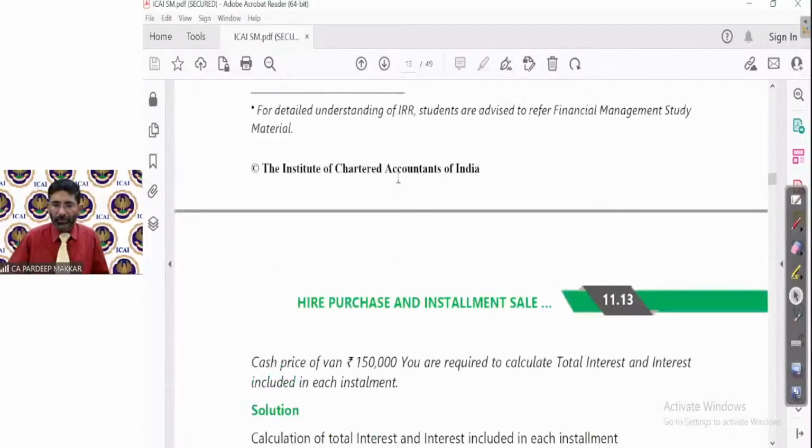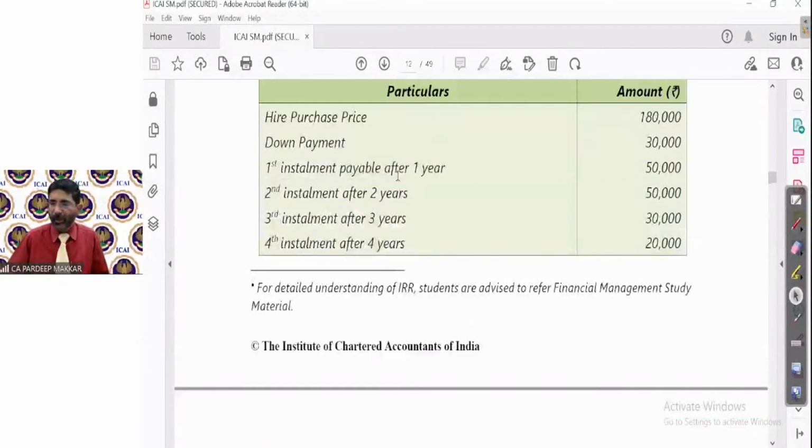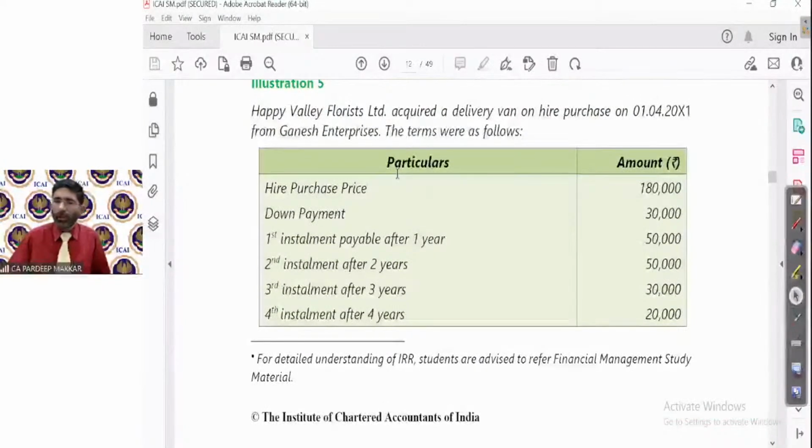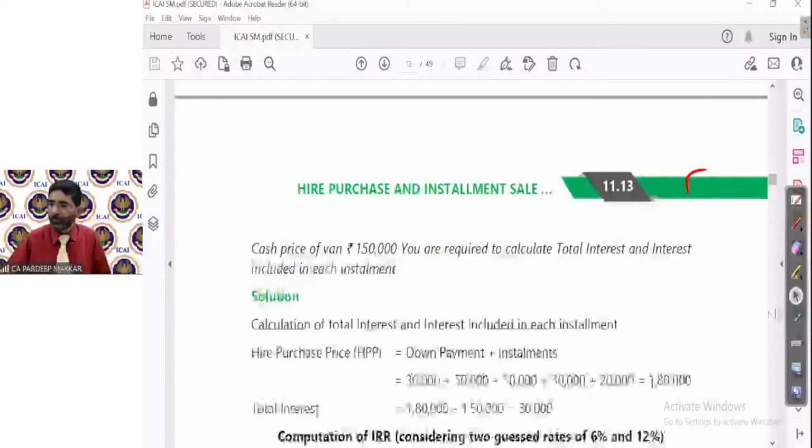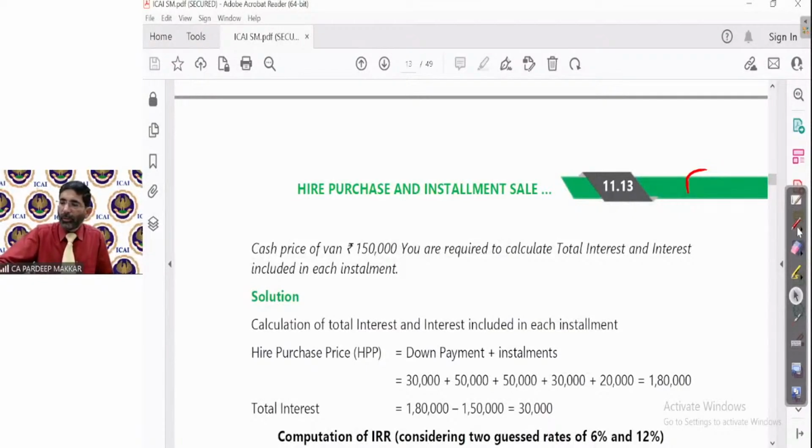In this case, he has already mentioned that HP price is 1,80,000. Now, what is the CP price that is also given to you? It is 1,50,000. So total amount of interest is with you.